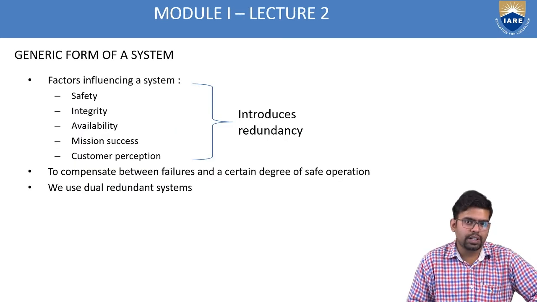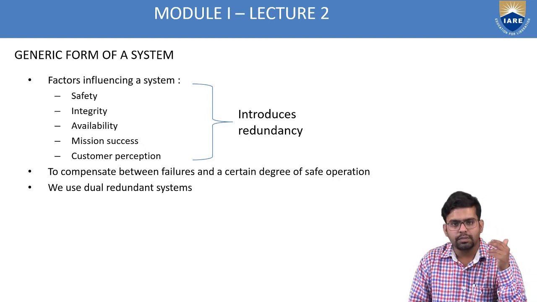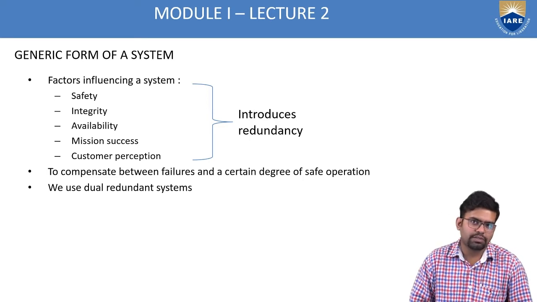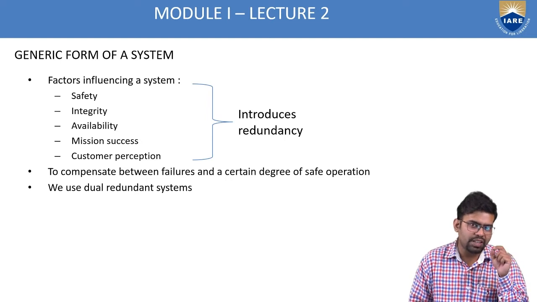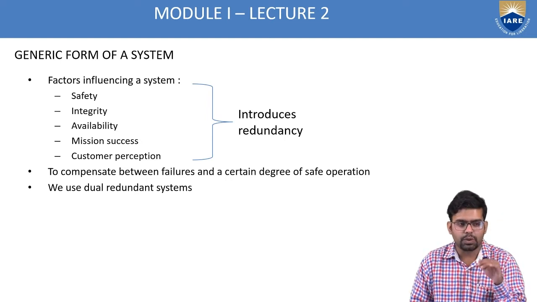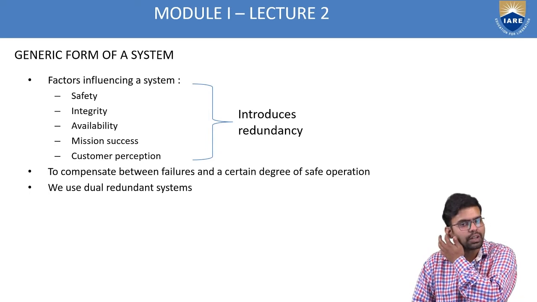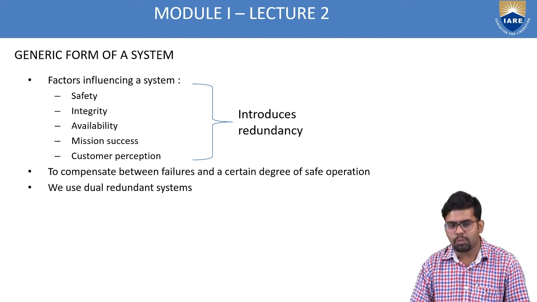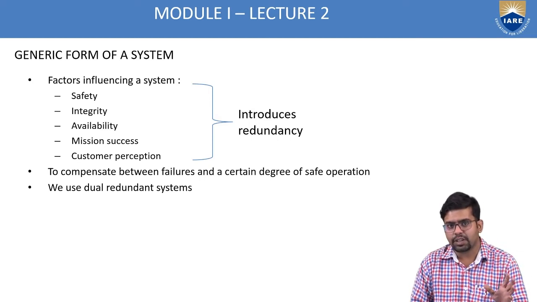As I'm saying, I have already given you an example, but here I'm giving you some theoretical statements. So, the generic form of a system, where we have different factors that influence the system. The first and major factor that influences any kind of system, you can take a car, or even a bike, or even an aircraft, any mode of transportation, or even simple computers that we use in day-to-day life, or even mobile phones. So factors that influence the subsystem, the major factor is safety.